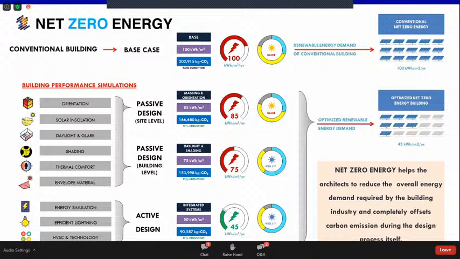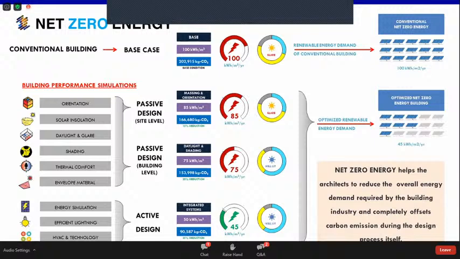So, the net zero energy building. To give you the perspective, we have gone through the different passive design strategies. There are different approaches to achieve the net zero building. In a conventional building, whatever energy is being consumed, if we can put all the renewable energy on top of it, or get the renewable energy from outside of the building, we can achieve the net zero building.